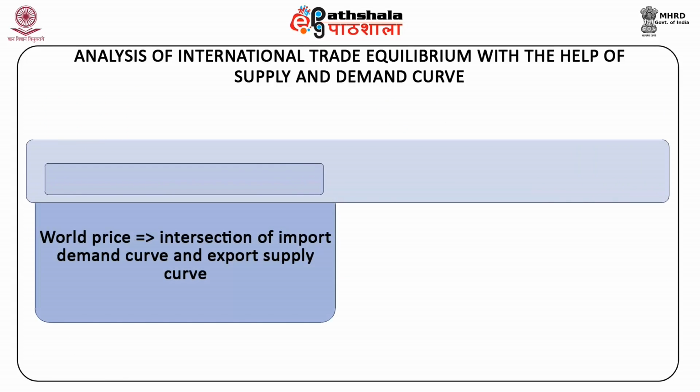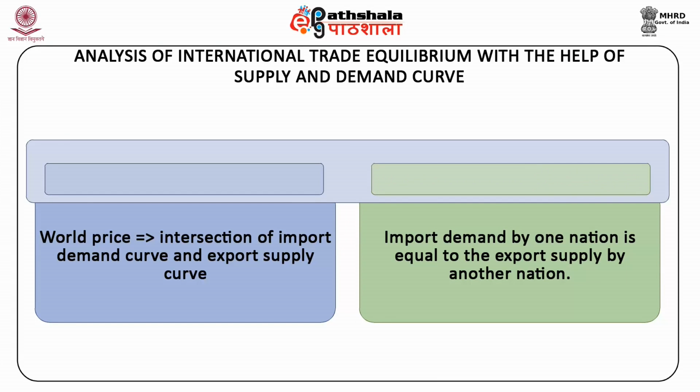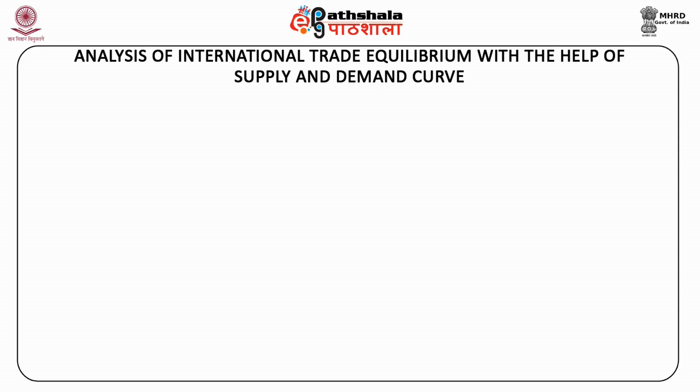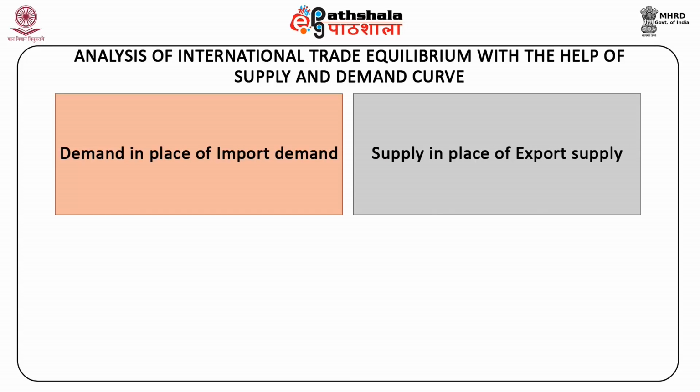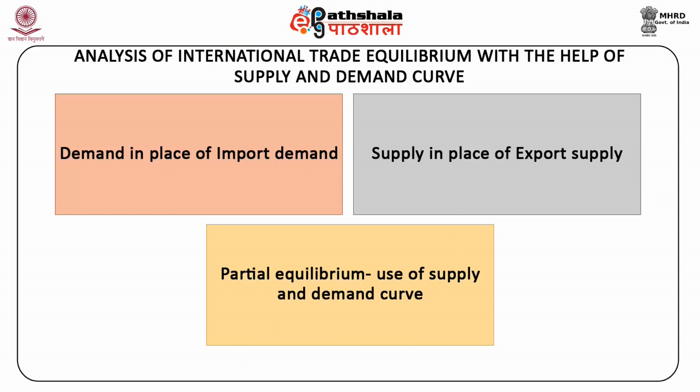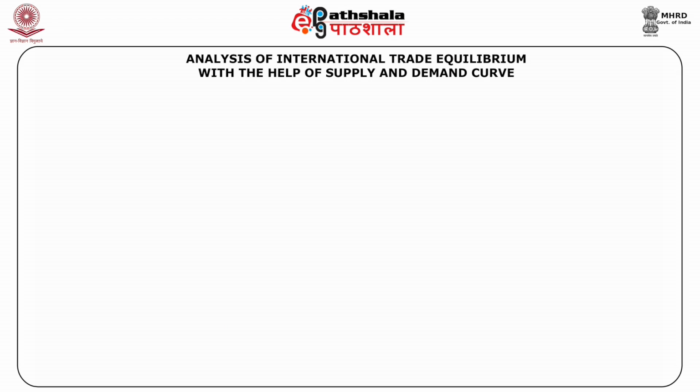The world price is determined by the intersection of the import demand curve and the export supply curve. At the point of intersection, import demand by one nation is equal to the export supply by another nation. For simplicity, we have used demand in place of import demand and supply in place of export supply. The partial equilibrium analysis is based on the use of supply and demand curves of the traded commodity. We will understand the partial equilibrium analysis of the two nations and one commodity case with the help of the diagram.